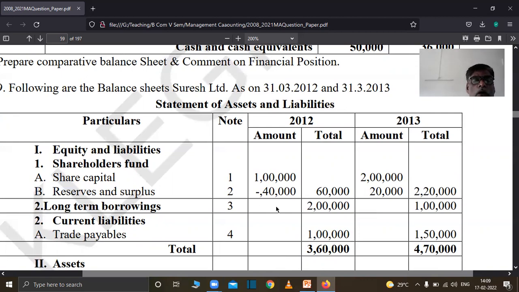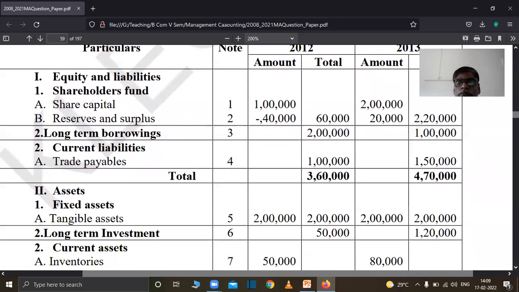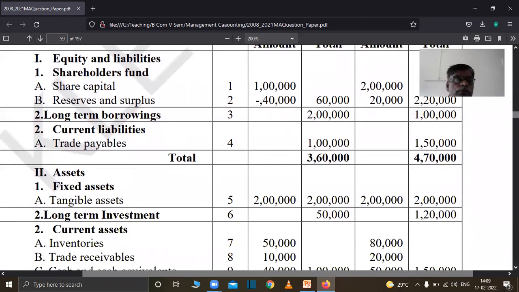Thereafter, the next item is long-term borrowing, 2 lakh, 1 lakh. So there is a decrease in the long-term borrowing. Decrease takes place only when you repay that, so it is an application. Current liability goes to the schedule of changes in working capital. And next is fixed asset.